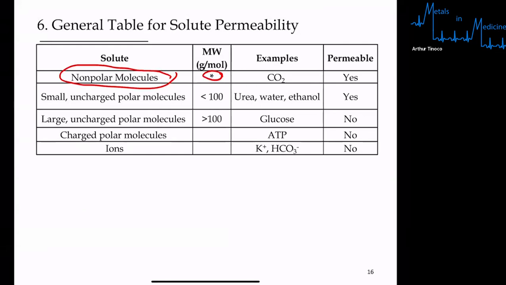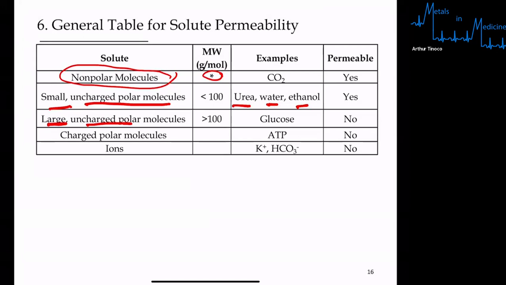Then you're going to have things that are small, uncharged polar molecules that are less than 100 grams per mole, and they actually are permeable. For instance, urea, water, ethanol, these things do actually cross the cell membrane. But once you start getting higher in the molecular weight of the species, and depending on the nature of their polarity or their charge, there are going to be limitations. So you're going to have things that are large, uncharged polar molecules like glucose that will not be permeable.